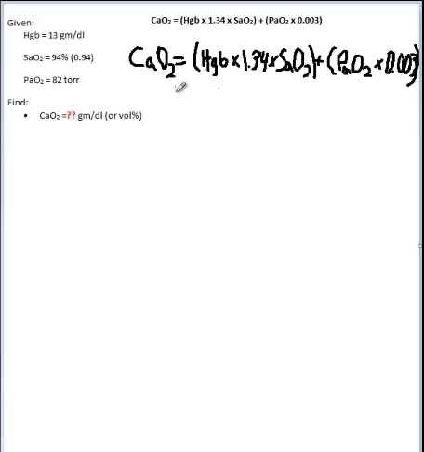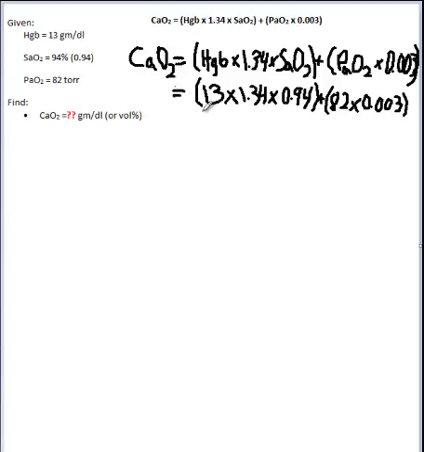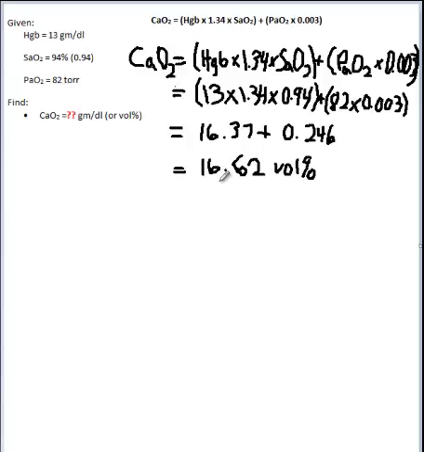So now we're going to calculate with a different set of values that are not quite as normal. I have them here, and I will plug them into this equation. Doing that, I get 13 times 1.34 times 0.94, and then add 82 times 0.003. Carrying out that calculation, I get 16.37 plus 0.246, and then adding those together, I get 16.62 volumes percent.